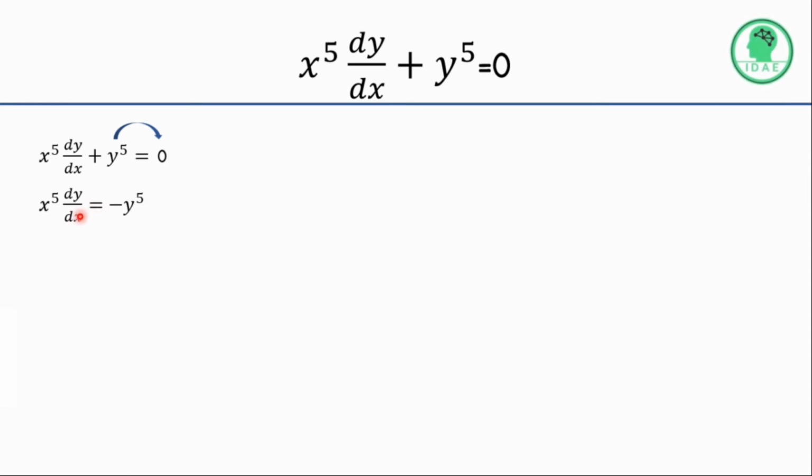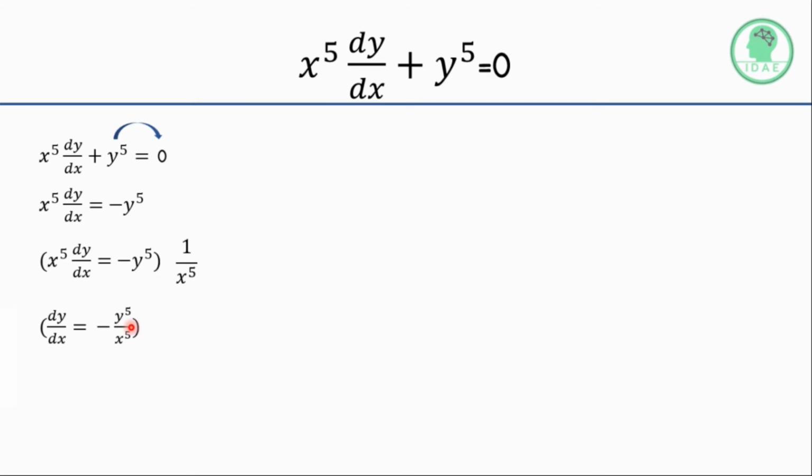Now, of course, as I said, we need to separate the x variables and y variables. So we need to put this guy over here and this guy over here. To do this we need to pull x to the fifth to that side, and we can do this by dividing both sides by x to the fifth, right? And doing this we'll have dy/dx equals negative y to the fifth times 1 over x to the fifth. The x to the fifth over x to the fifth cancels, and we're remaining with dy over dx equals negative y to the fifth over x to the fifth.